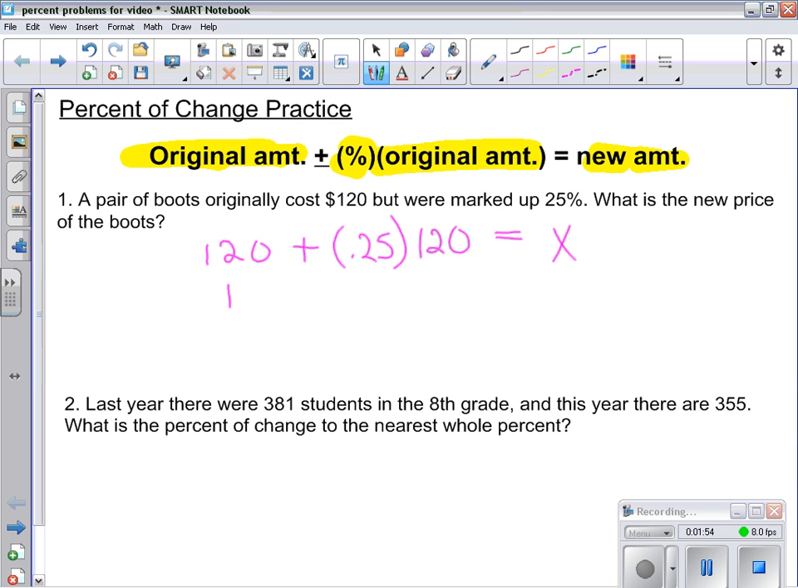So 120 is the same. 25% of 120, if I use the calculator, comes out to be 30. And then from there, that's going to equal the new price. So 120 plus 30 is 150. So the new price is going to equal $150. And that's how I do the first example.